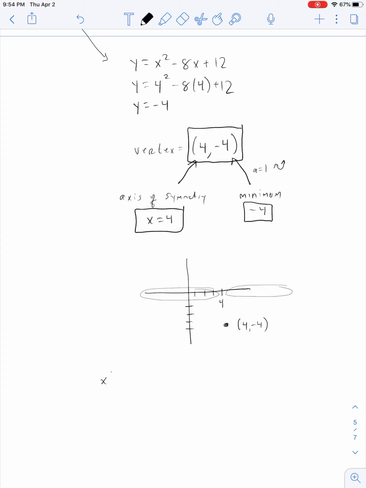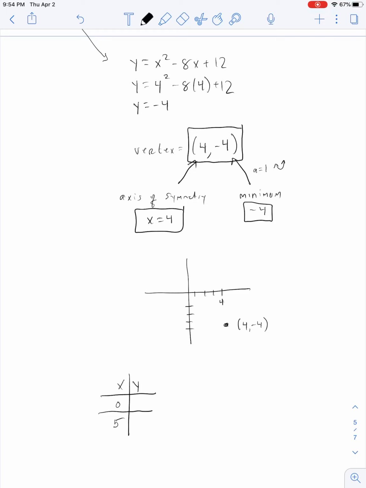So let's make a table. I'm sorry, let me take some stuff off so it doesn't look confusing. So let's make a table. What can we pick to the left of 4? 0 seems pretty easy. You can pick anything you want, but I'm going to pick 0 because I think 0 is really easy. And then what are we going to pick to the right of 4? Well, let's pick something really small. How about 5? 5 should work.